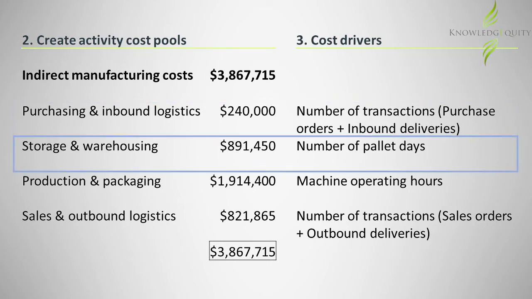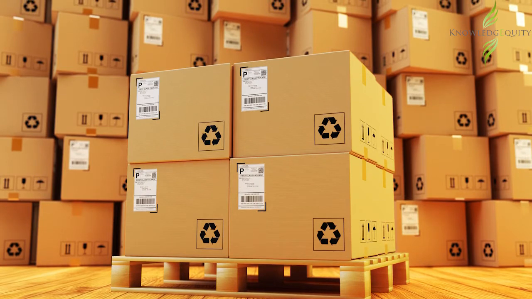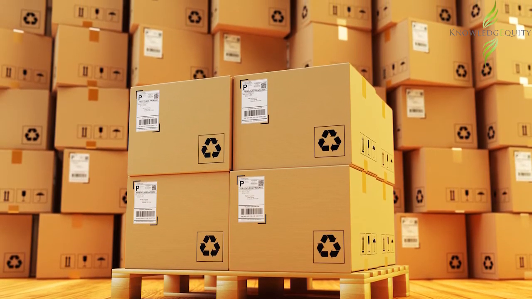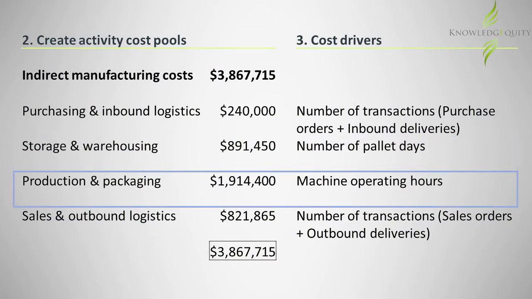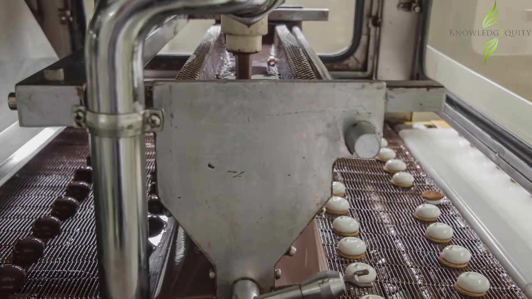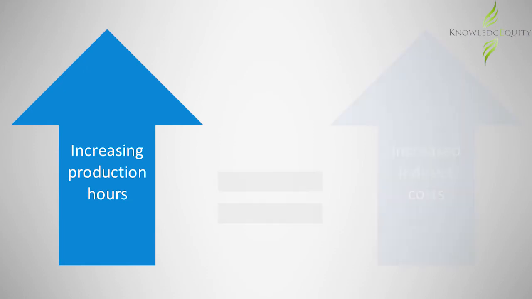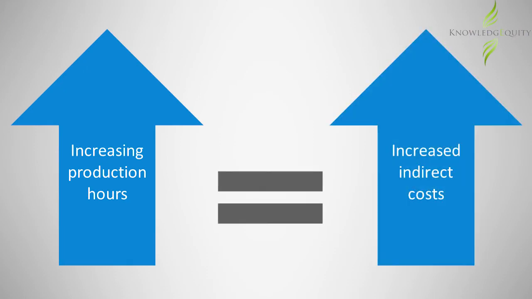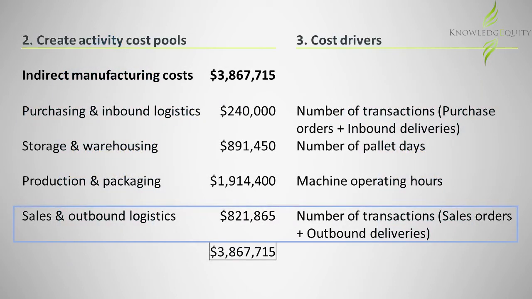Storing materials and finished goods is expensive, and so counting the days that materials or finished goods are stored on pallets is a good way of systematically measuring the cost. The product lines that require the most storage will end up being allocated more overhead based on the storage consumed. With production and packaging, the number of operating hours is the cost driver, because as the number of hours the production process runs for increases, so too do indirect costs such as power and water, cleaning, and machinery repairs and maintenance. Sales and outbound logistics costs are also incurred in a similar way to purchasing and inbound logistics. The number of sales orders, transactions, and outbound deliveries are cost drivers here.